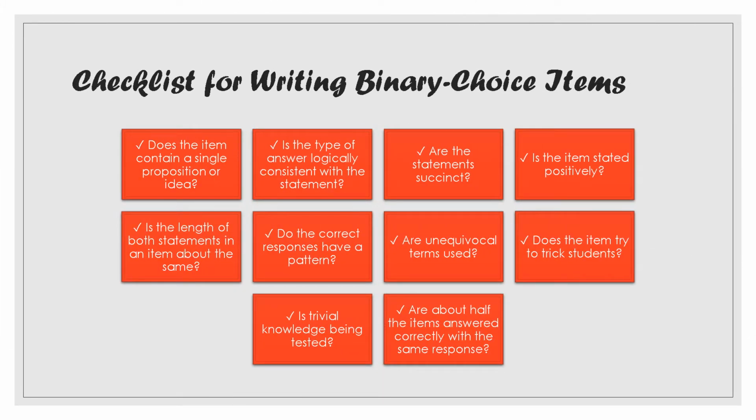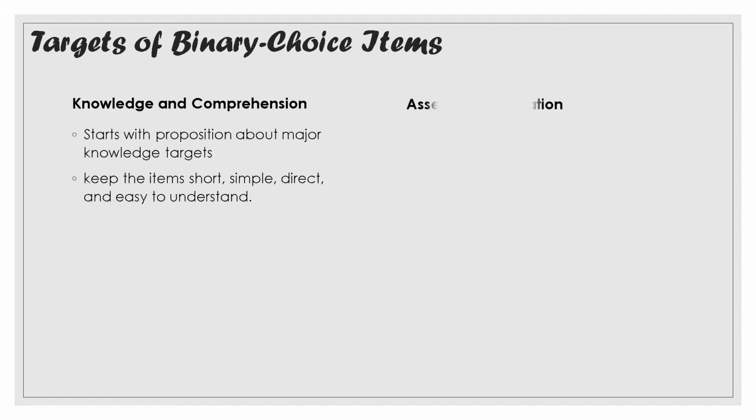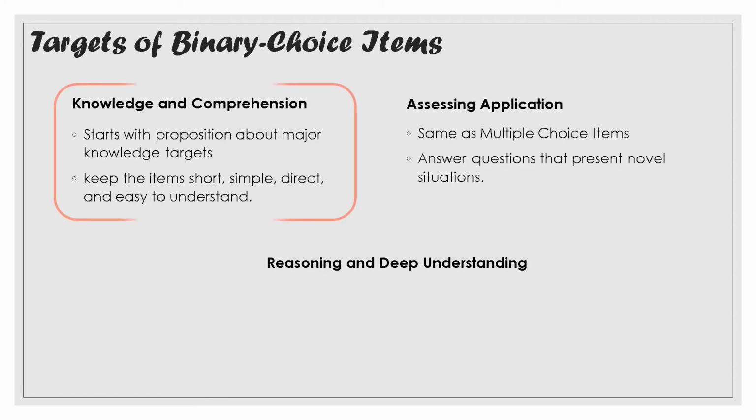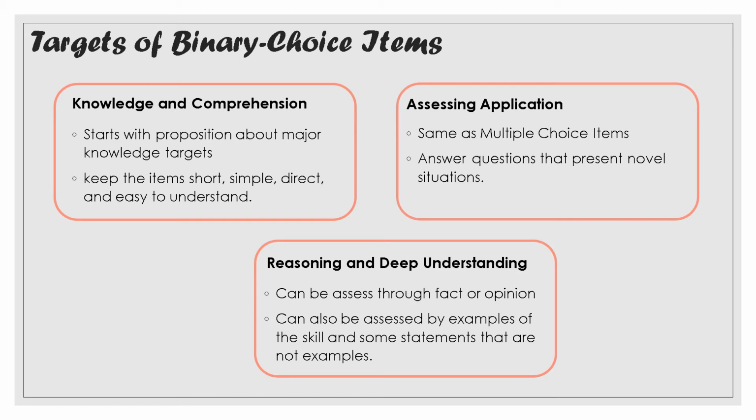Here are the checklists for writing binary choice items. First, do not include two or more facts and ideas in a single statement. Avoid long sentences, avoid negatives, avoid clues, and avoid showing patterns. The targets of binary choice items are in knowledge and comprehension, which starts with propositions about major knowledge. Keep items short and simple, direct, and easy to understand.